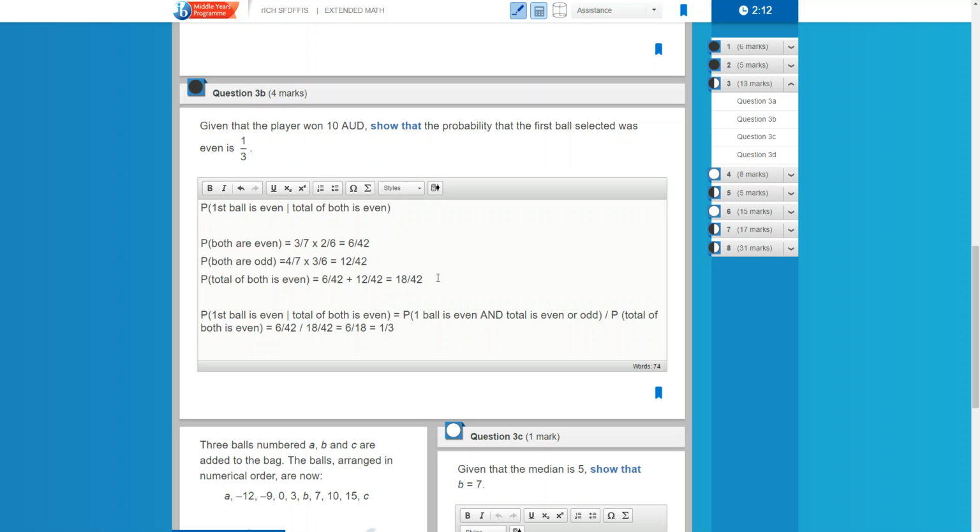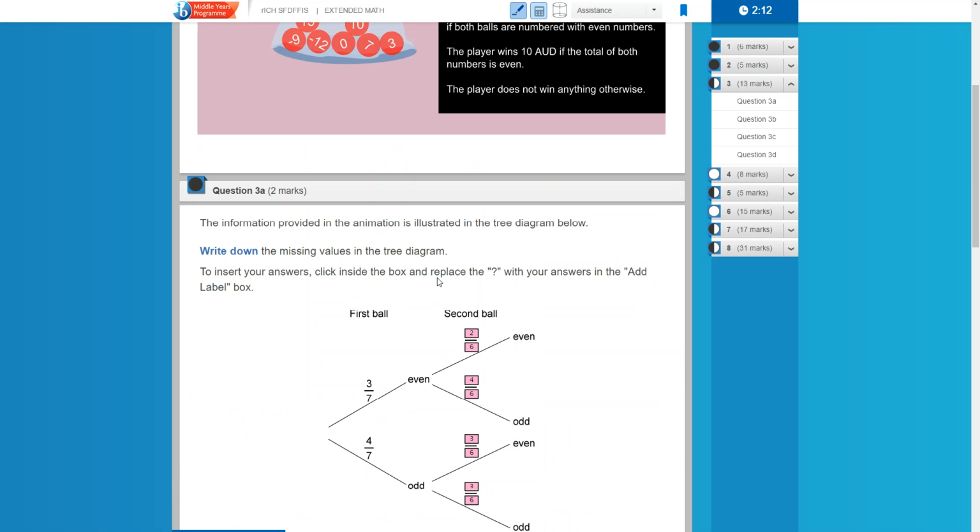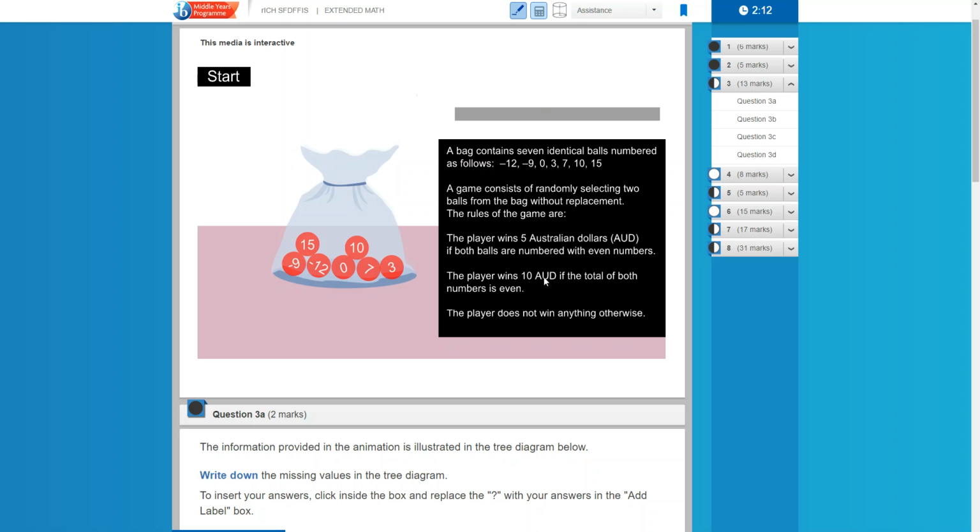Real quick question. Why is it that it's the total is even or odd? Okay, because it says that they will win 10 Australian dollars if the total of both numbers is even. So the total will be even if you add together two even numbers. It'll also be even if you add together two odd numbers.